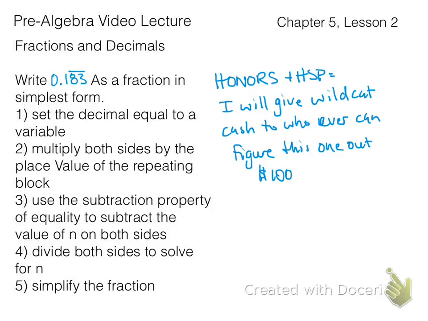All right, I'm done. Good luck with this one. It's a bit of a challenge, at least the repeating decimal part. But other than that, it should be pretty easy. Y'all got calculators. You can do it. All right, bye guys.